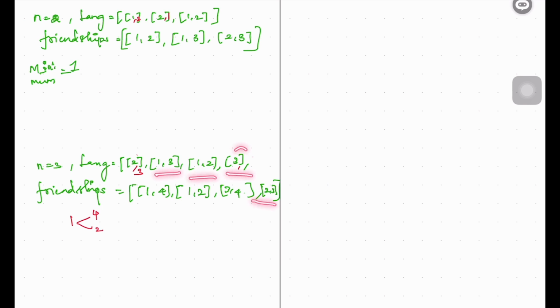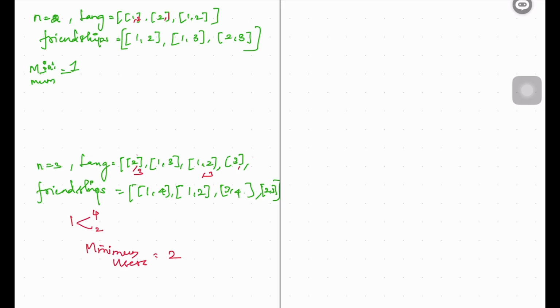Now 3 and 4. Here as well, we will be teaching 3, because here also we don't have language 3. So the minimum number of users to teach here will be 2. Okay, the minimum number of persons to teach is 2 here.